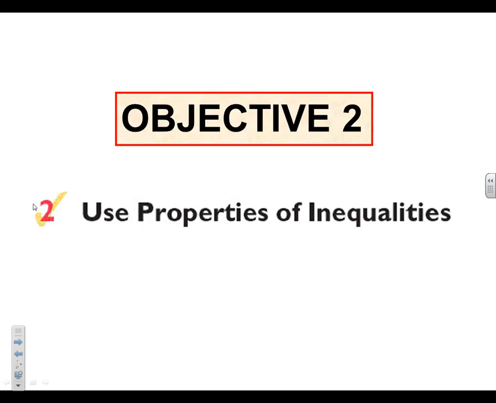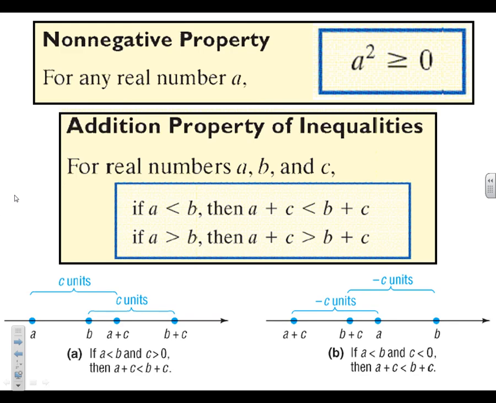Alright, second objective, use the properties of inequalities. A couple properties here. If you square any number, you're going to be greater than or equal to 0. We've been working on that with our square root properties.